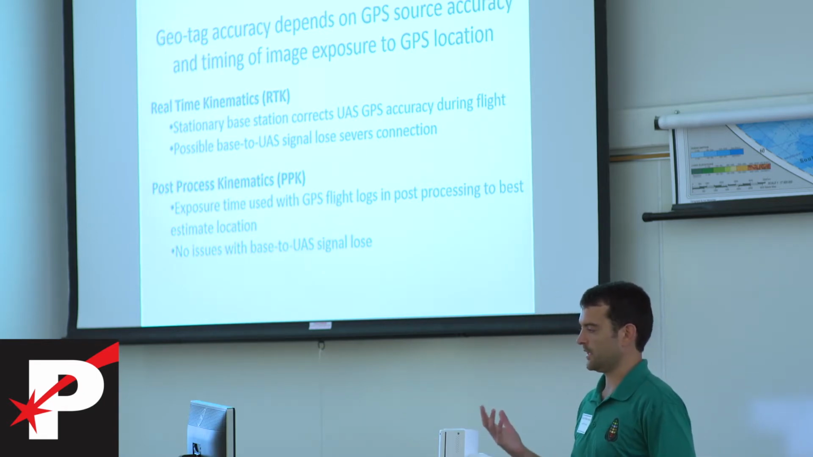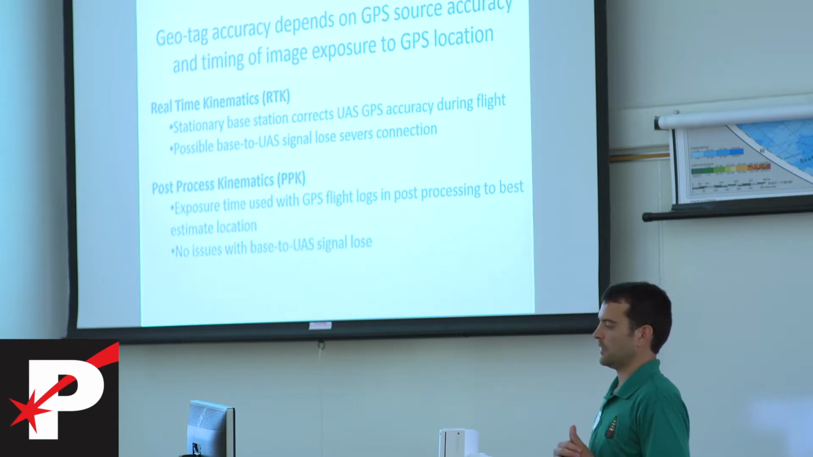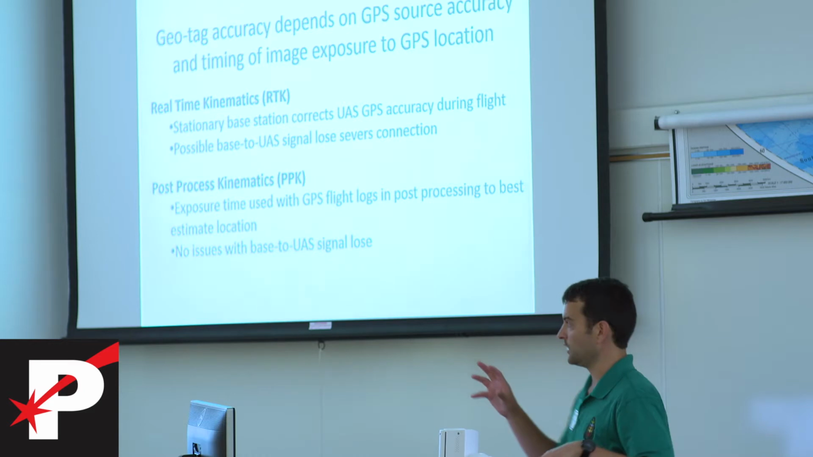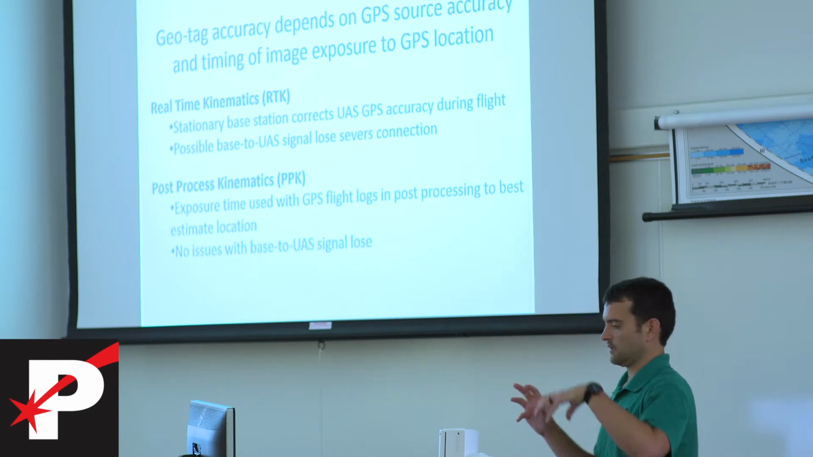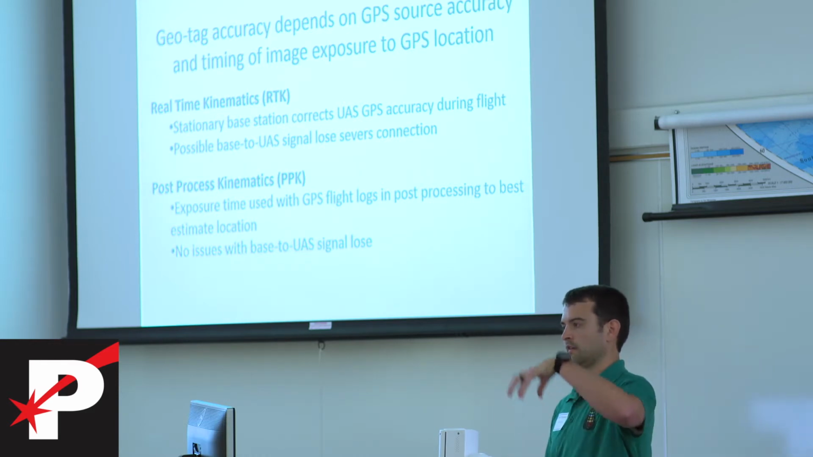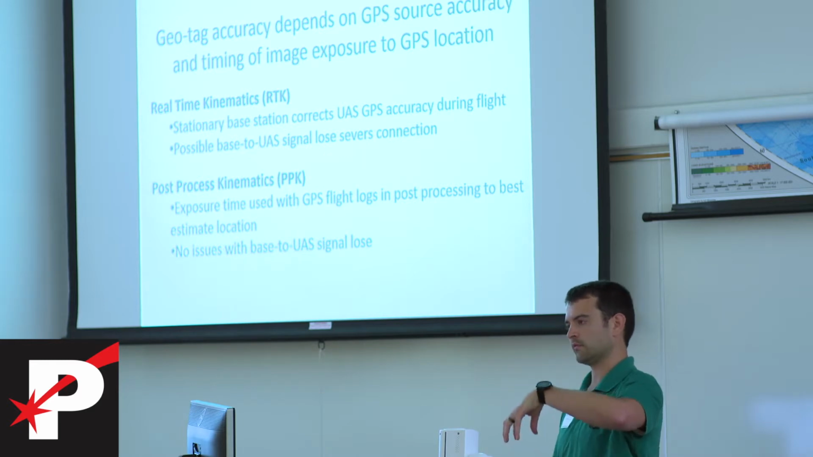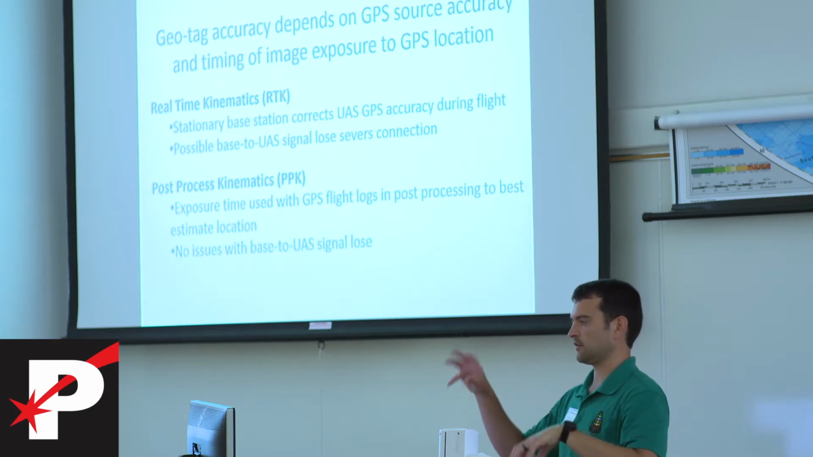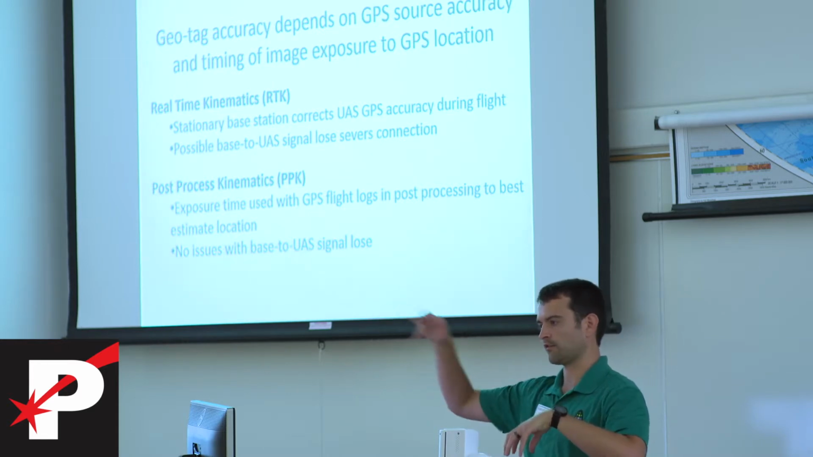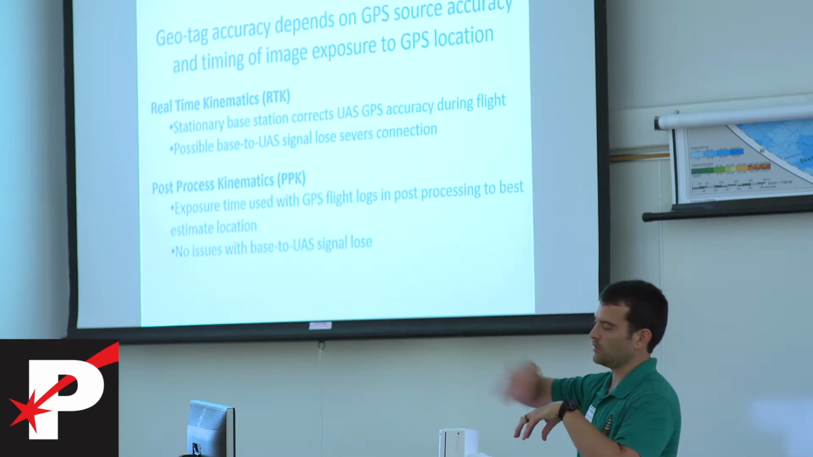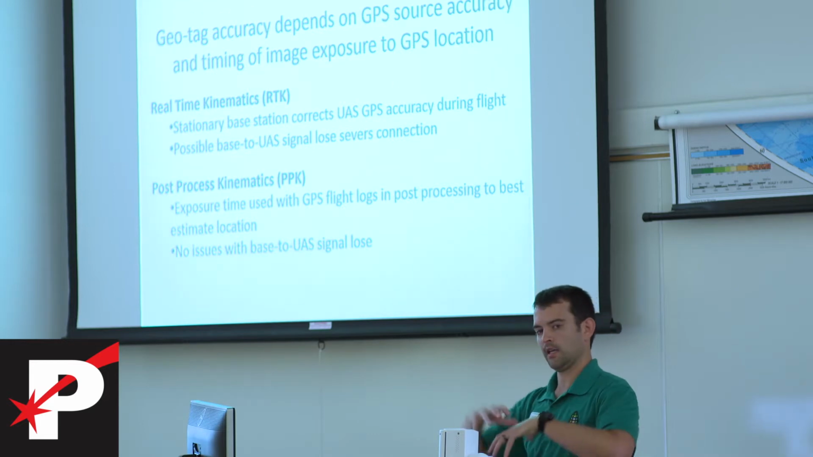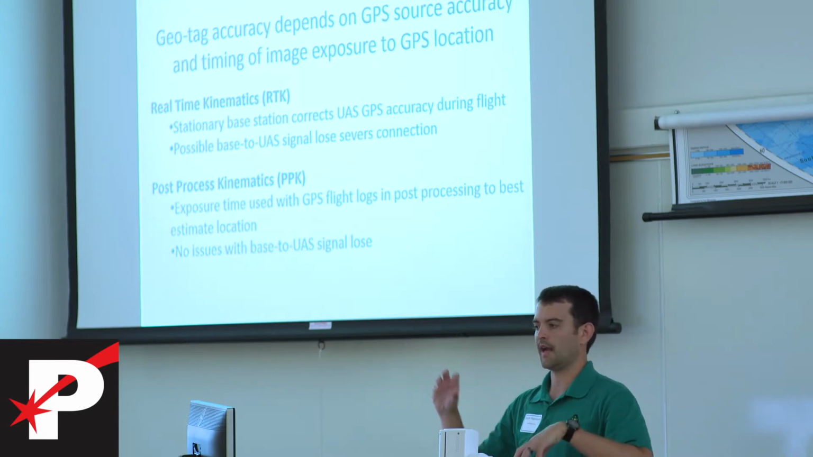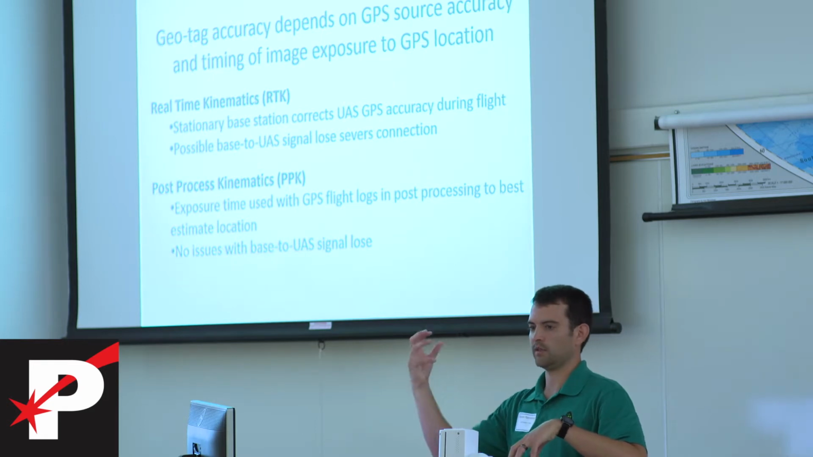So RTK and PPK are kind of buzzwords. RTK is basically you have your ground station and you have the drone, and the ground station is receiving a constant stream of high accuracy GPS information about where it is fixed in space, and the drone also has its own GPS information as it's flying around, and they are communicating back and forth, continuously correcting each other to improve the accuracy of the GPS on the drone.